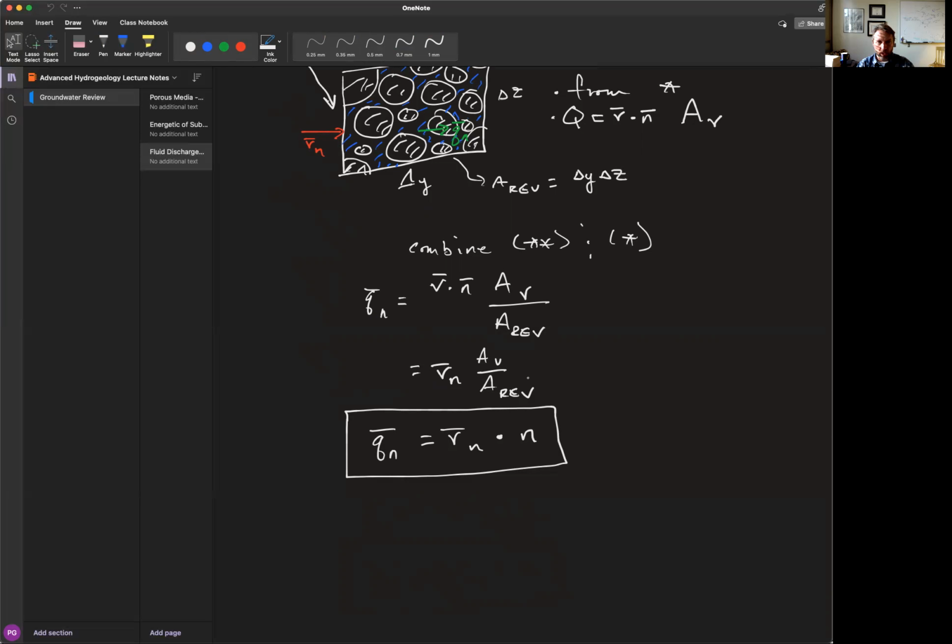Okay, so discharge is the total amount of fluid volumetrically flowing across a plane. Flux is the area normalized discharge, so it's the discharge per unit area. And it is basically equal to the velocity flowing across the plane times the porosity.